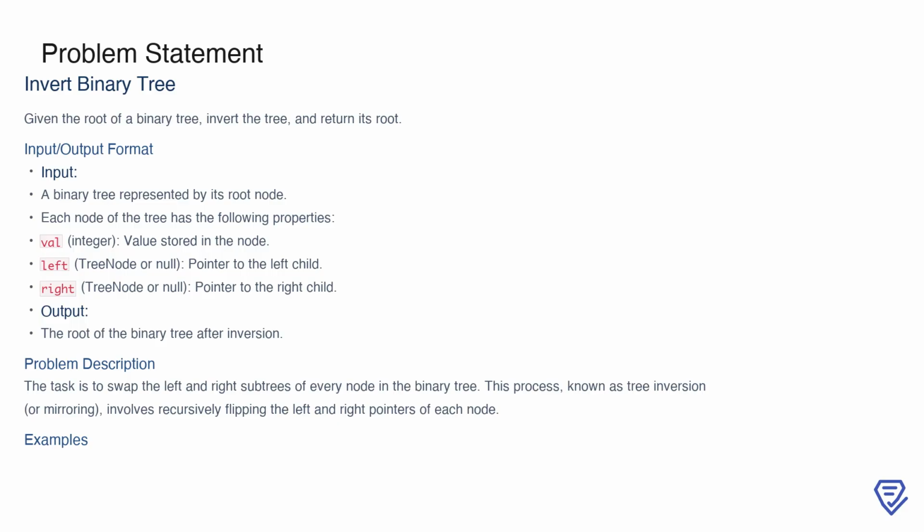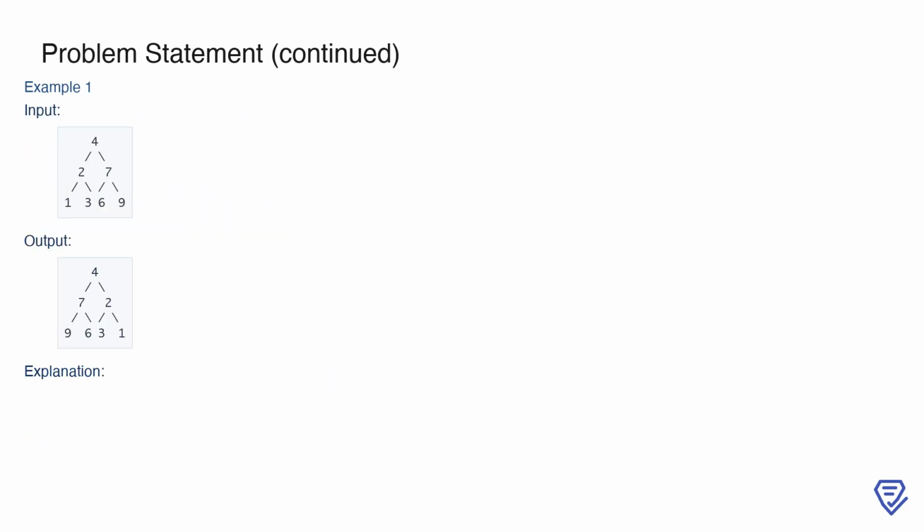This process is also referred to as mirroring the binary tree, and it is typically done recursively by flipping the left and right pointers at each node as we traverse the tree. Let's take a look at the first example to understand this better. Suppose the input tree has a root node with the value 4, and its two children are 2 and 7. The left subtree of 2 contains nodes 1 and 3, while the right subtree of 7 contains nodes 6 and 9. After inversion, the structure of the tree changes.